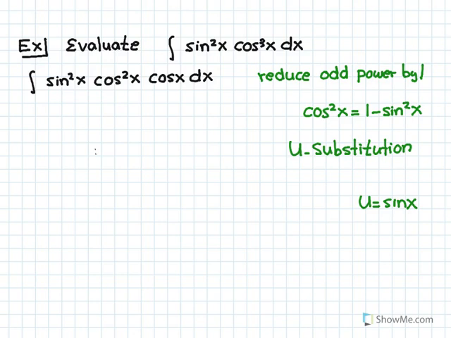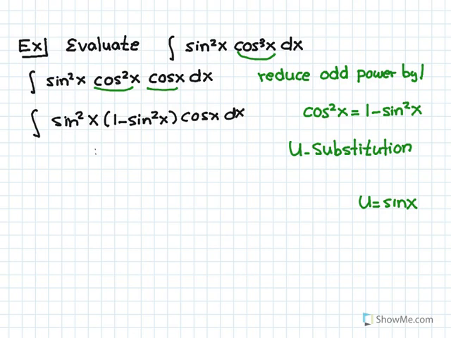Alright, let's look at another example. Here we have the integral of sine squared x times cosine cubed x dx. So we're going to reduce the odd power by 1. Here the odd power is the cosine. We have cosine cubed x, so we'll reduce it as cosine squared x times cosine x. Now we're going to use a trig identity. We have sine squared x, and cos squared x can be rewritten in terms of sine. That's 1 minus sine squared x, multiplied by cos x dx.